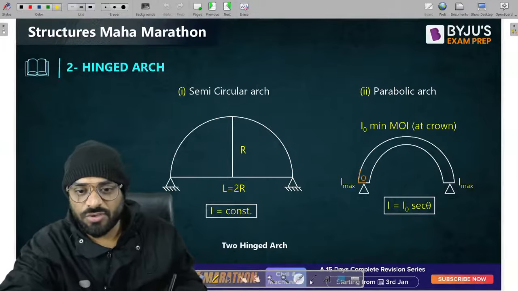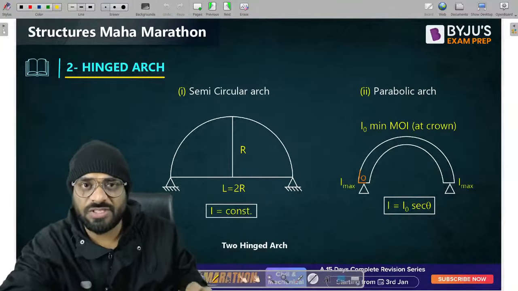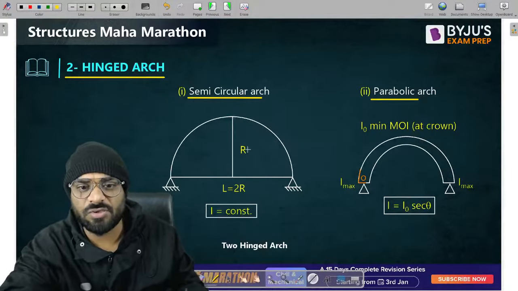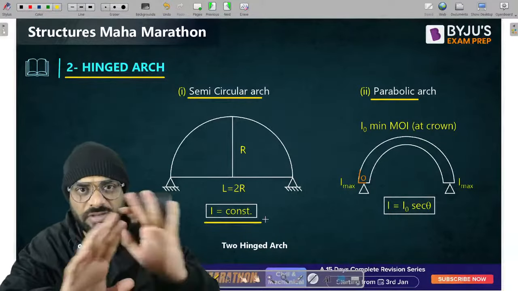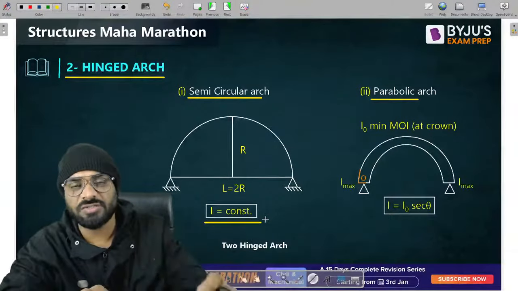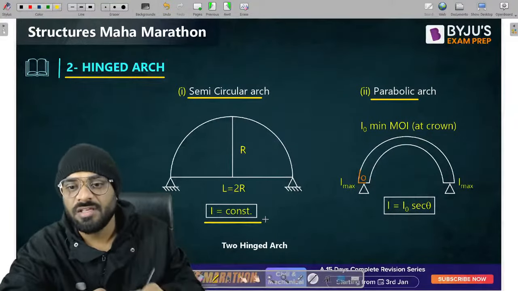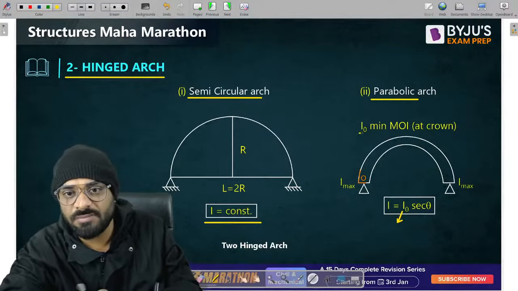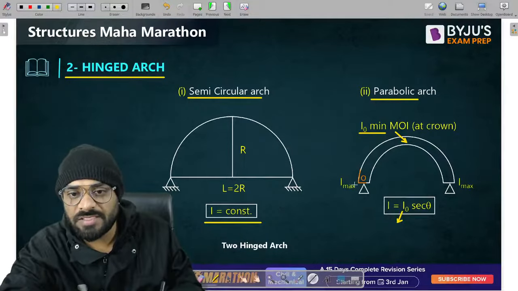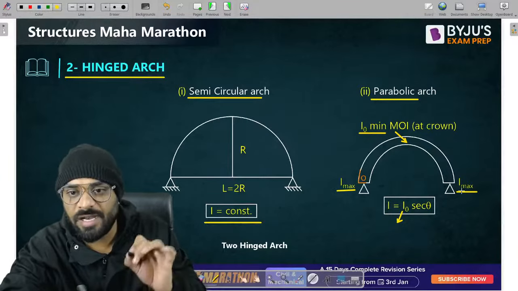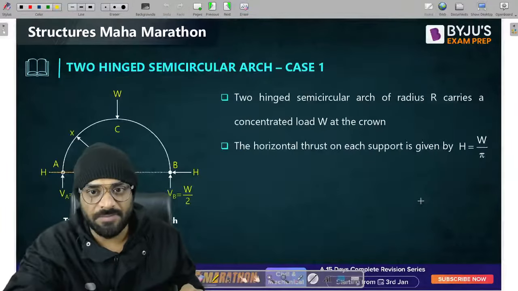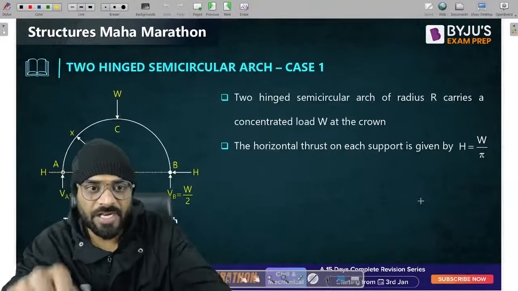Now, guys, if you talk about the two-hinge arch, in case of two-hinge semicircular arch and parabolic arch, as you know, in a semicircular arch the value of moment of inertia is always constant. And the moment of inertia in case of a parabolic arch will vary as I naught sec theta. What is I naught? I naught is the minimum moment of inertia at the crown, and it will be maximum at the support. And sec theta is our variation basically. Okay. Please remember this. Now, let me hide myself first.